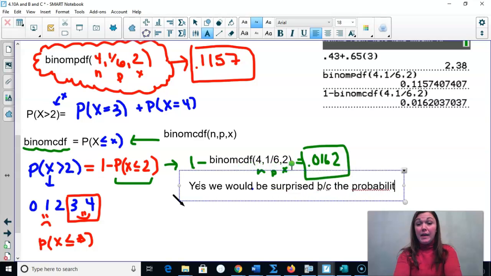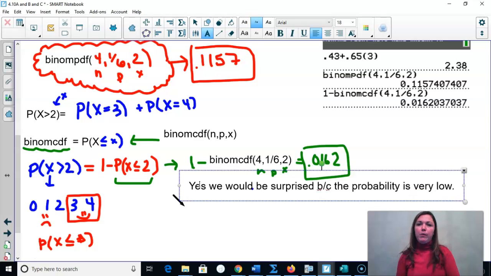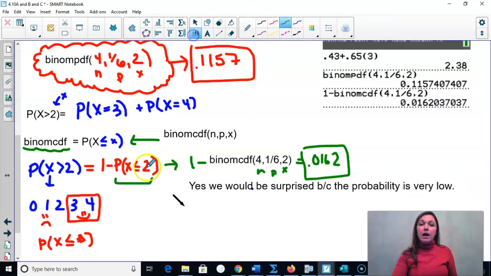Because the probability is very low. That's all you have to put right now. When it's less than 5%, just put the probability is very low, so we would be surprised if it would happen. What do I want to see for work, guys, on your test?